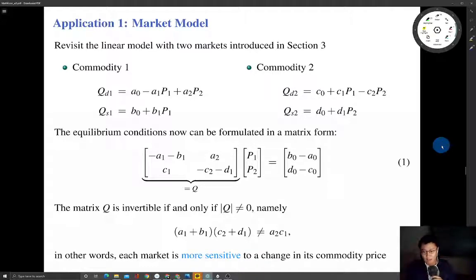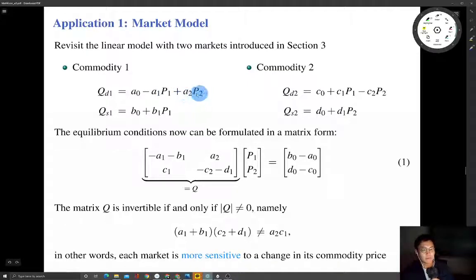I believe in the previous video I presented the basic idea of this model. Just a reminder of what is described by this model. There are two markets, okay? In market one, good one is traded between buyers and sellers, and in market two, good two is traded. And we have 6 variables in this model: demand for good one and for good two, and supply of good one and good two, and the price of each good, P1 and P2.